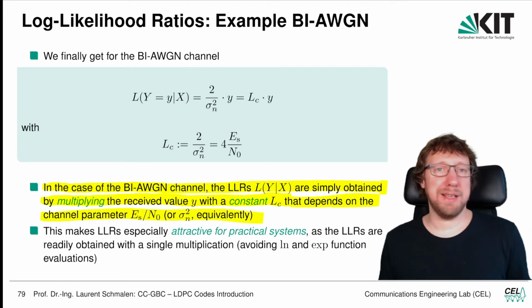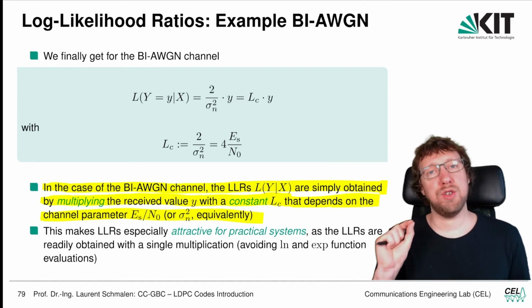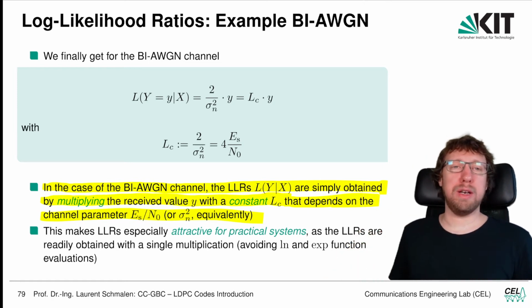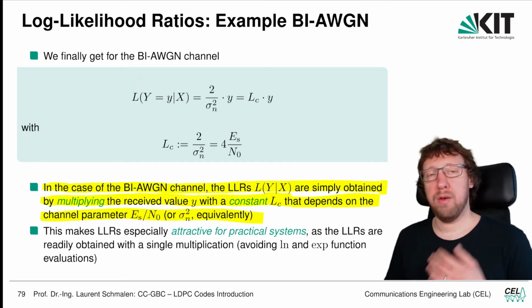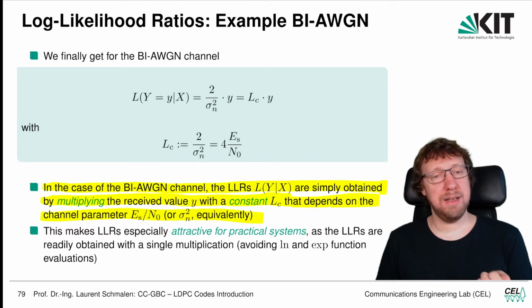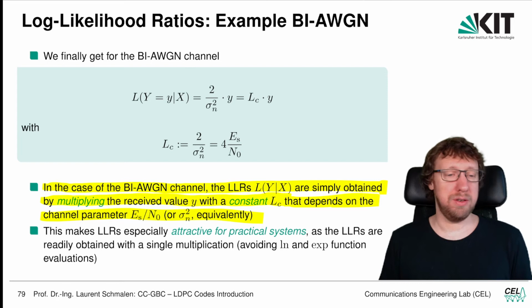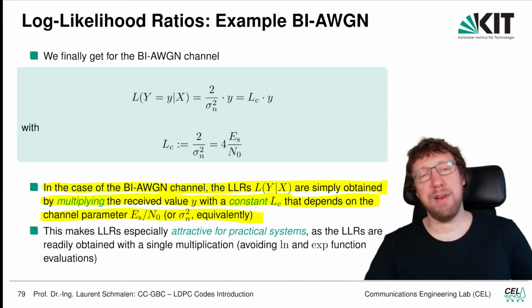So again, this makes log likelihood ratios very attractive for real systems because we just take the channel output and multiply with a constant. We avoid all logarithms and exponentials that we would need to compute when we were to evaluate the probability P of y given x. Everything is avoided, and we have this very nice expression, and we have all the advantages of log likelihood ratios. So it seems like a very perfect match.